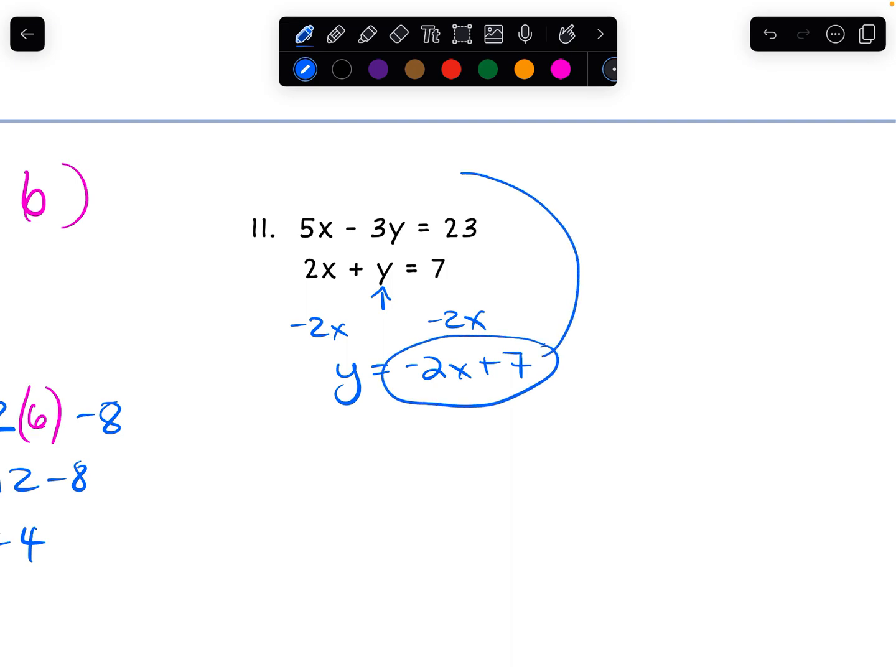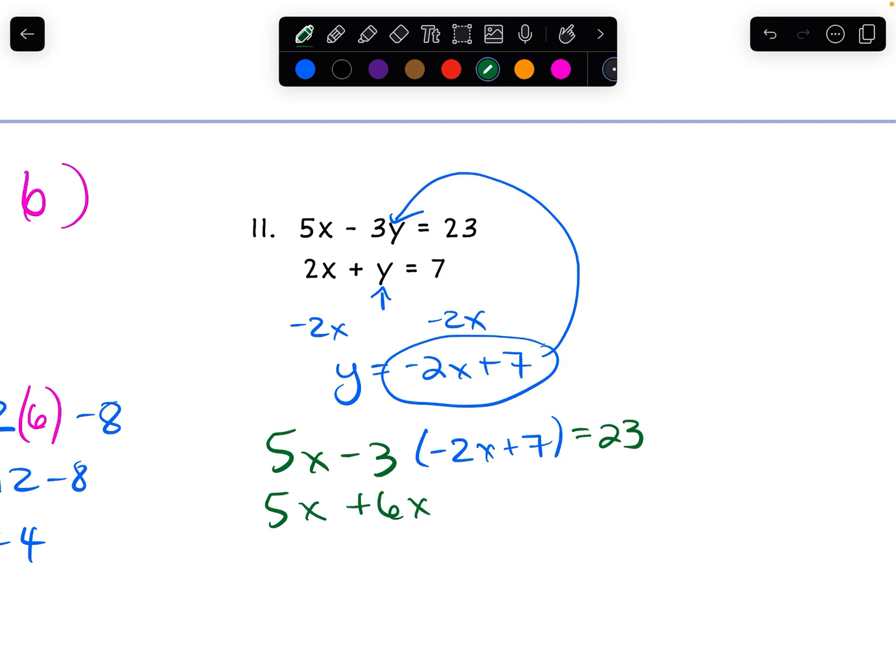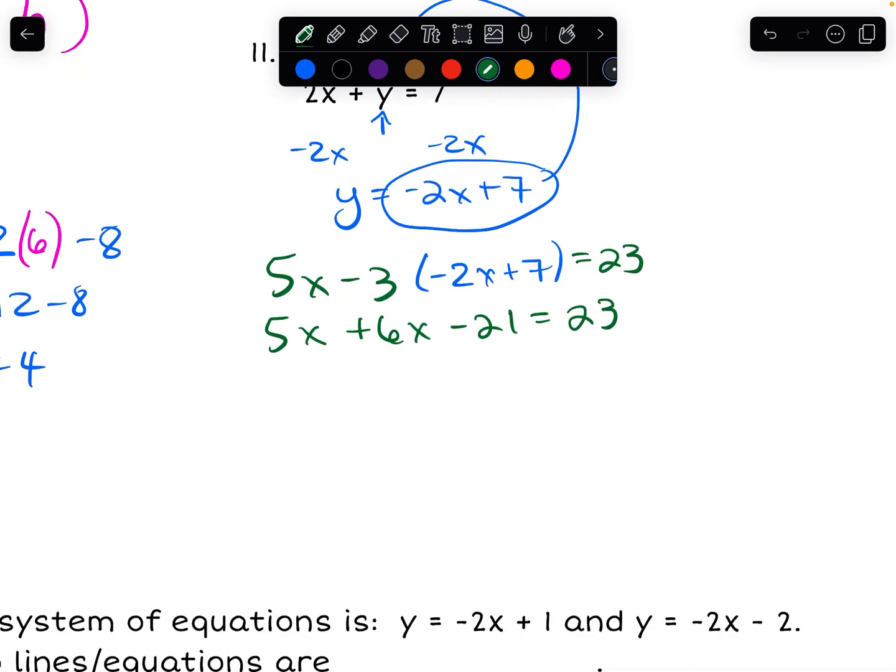Take this and plug it in right here. 5x minus 3. I'm going to replace negative 2x plus 7. And then I get plus 6x minus 21 equals 23. I'm going to combine like terms and get 11x minus 21 equals 23. Add 21 to both sides. Get 11x equals 44. Divide by 11. x equals 4.